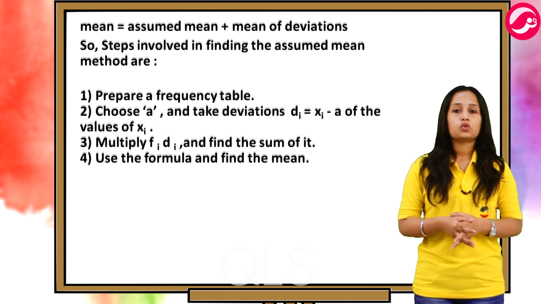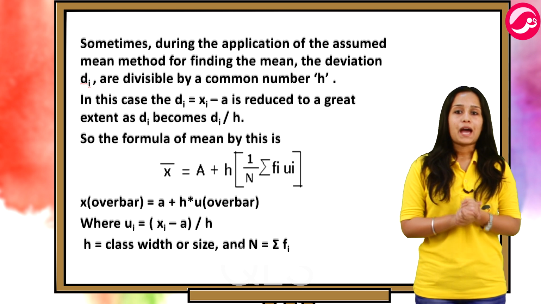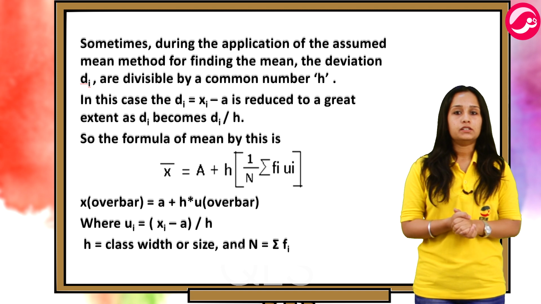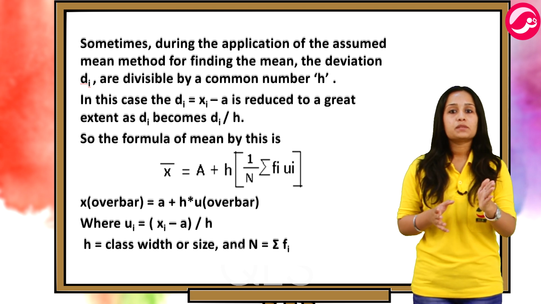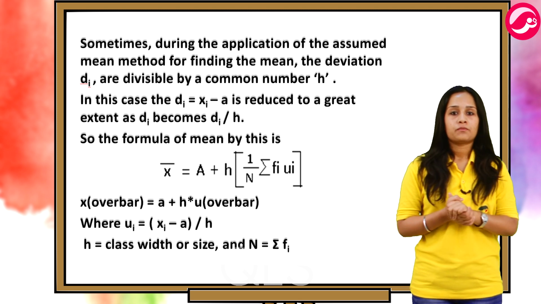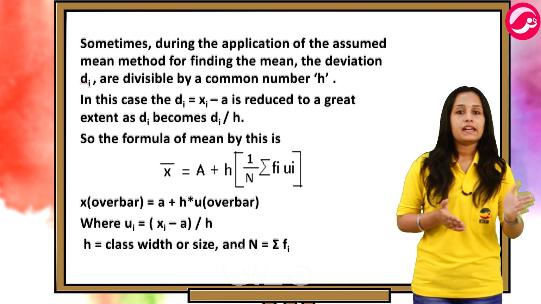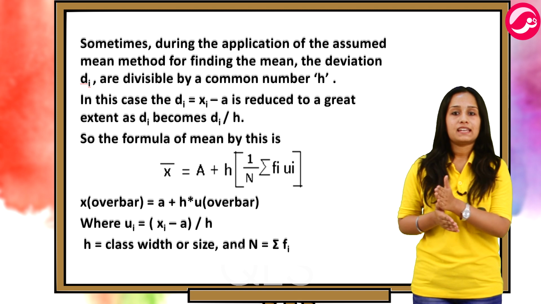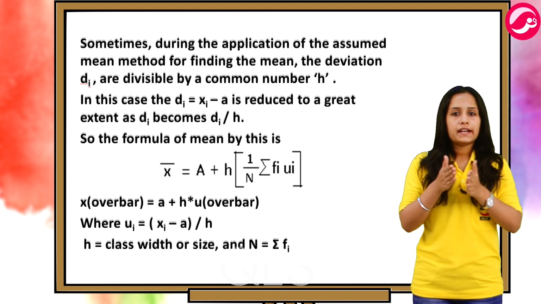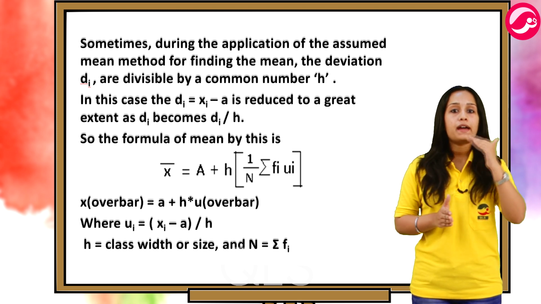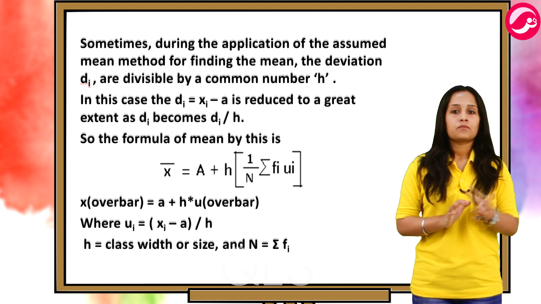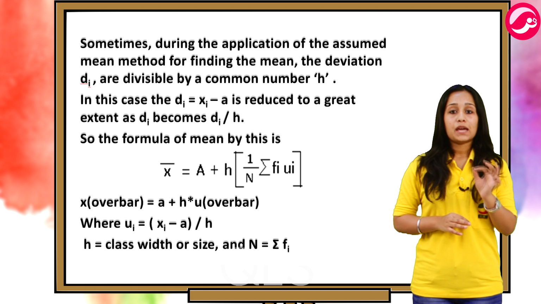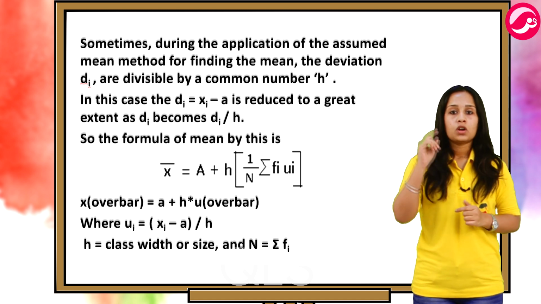Now let us proceed towards the step deviation method of finding mean. Sometimes during the application of the assumed mean method for finding the mean, the deviation di is divisible by a common number h. In this case, the di is equal to xi minus a is reduced to a great extent as di becomes di by h.